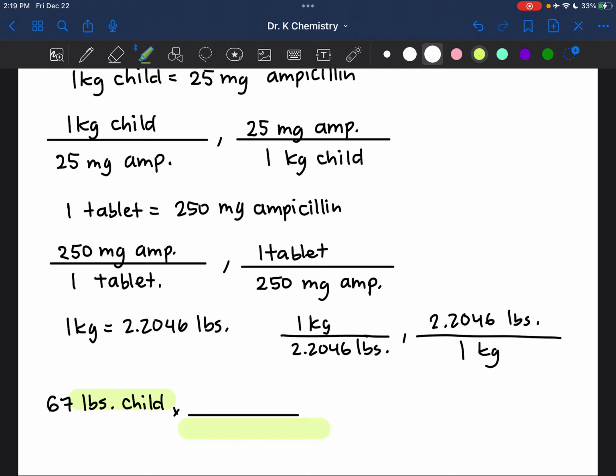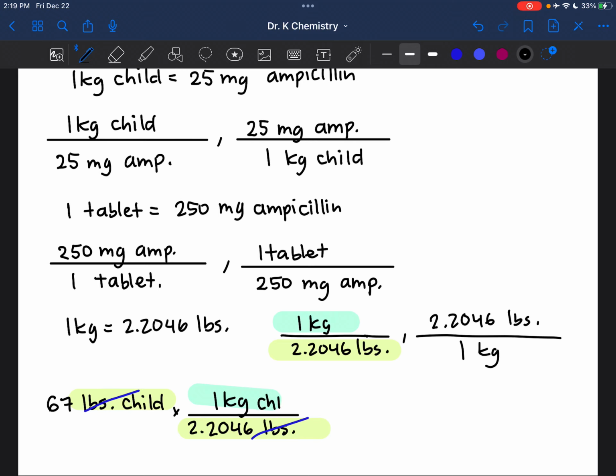So we have pounds here. We want to get rid of that. We're not interested in pounds, so pounds will have to go in the denominator, which means this is the conversion factor that I want. That's the only one that connects pounds in some way. And it puts pounds in the denominator. So 2.2046 pounds will go in the denominator, and the kilograms will go in the numerator. And now I see that the pounds cancel out because they are diagonal from each other. We're left with kilograms of the child.